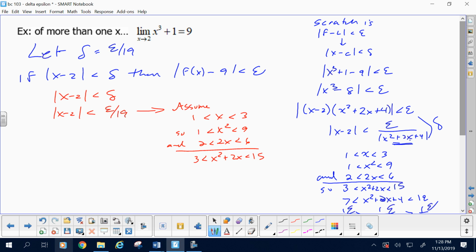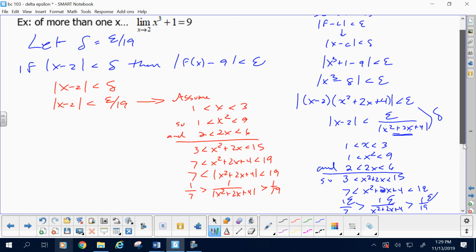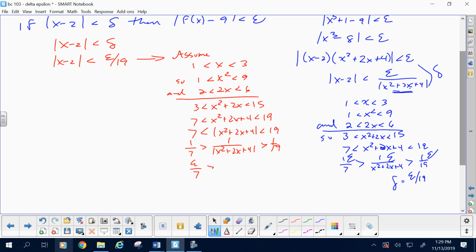If I add 4 to both sides, and I see my 19 appear, then I show the reciprocal component, 1 seventh is greater than 1 over 19. Well, actually, maybe I should throw the absolute value in there. Put the absolute value in first. It's more likely to confuse if I put it in with something else. So then 1 seventh is greater than 1 over. All right, and therefore epsilon. So much reading.